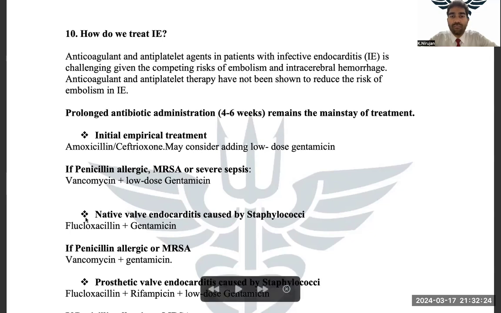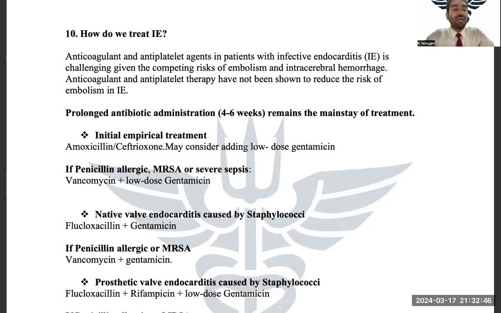Not sure. Yeah, this is a common mistake. So far it's usually not tested in the exams, fortunately. No, the answer is no. But if you remember your BNF, or Bennett and Brown, the pharmacology book, what happens is anticoagulation is a relative contraindication for infective endocarditis.